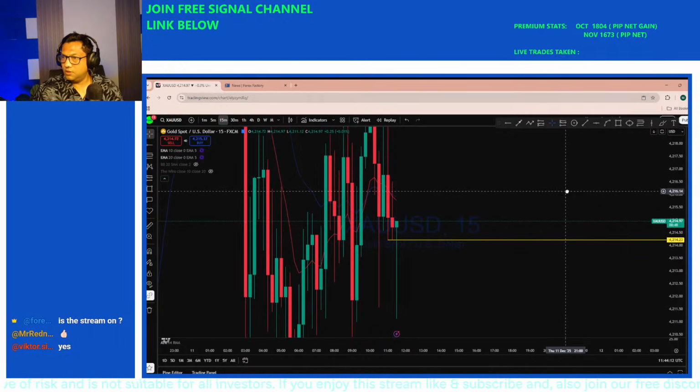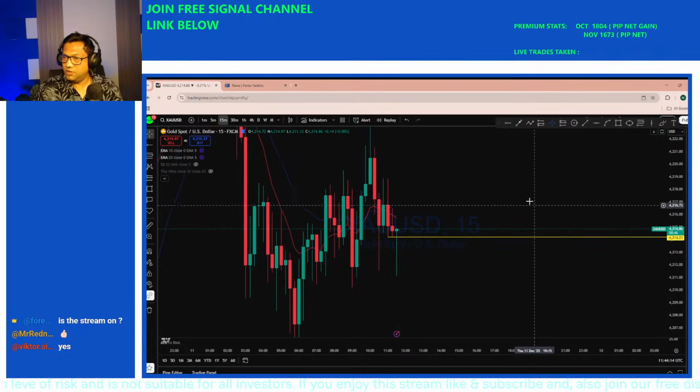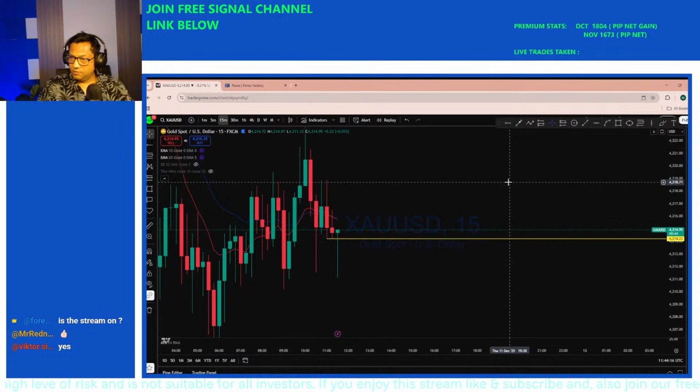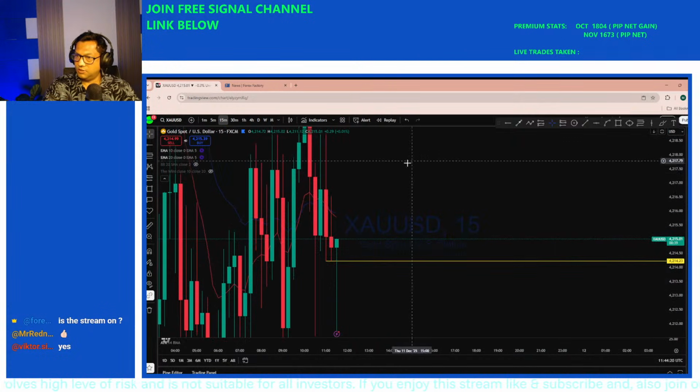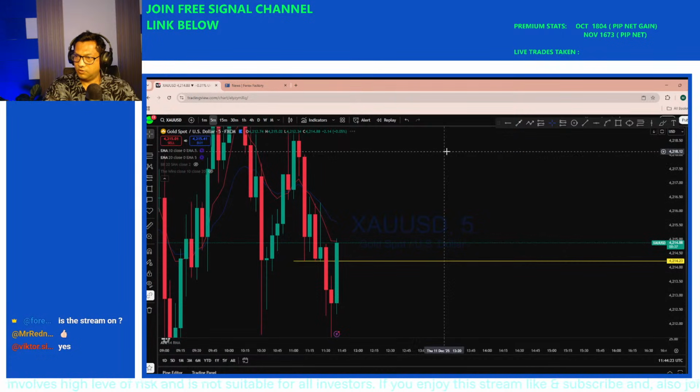So there's a 15 minutes pin bar that is being formed, and look at the 5 minutes.